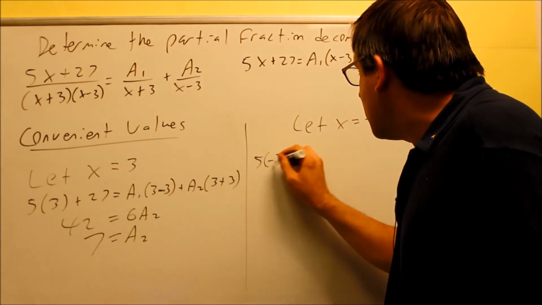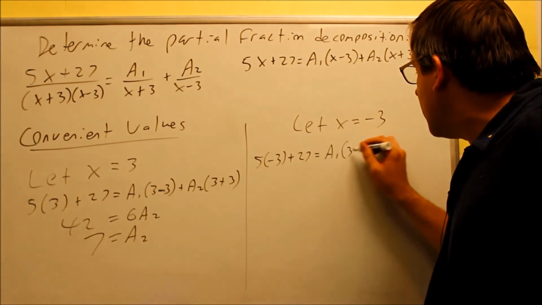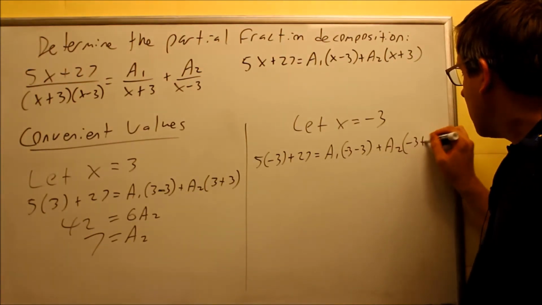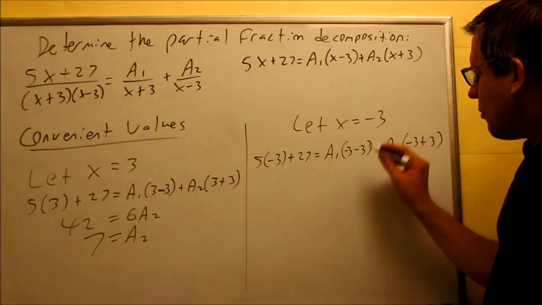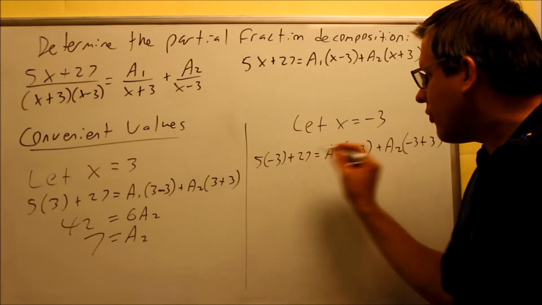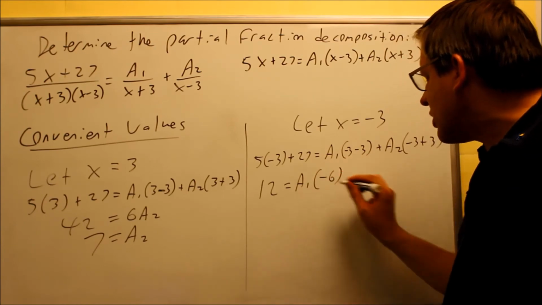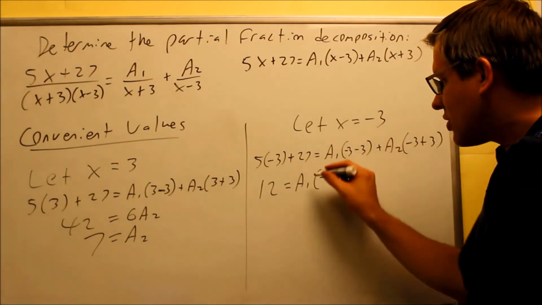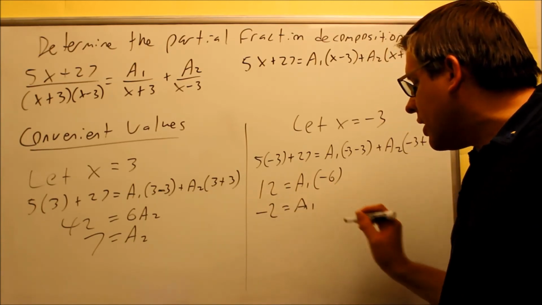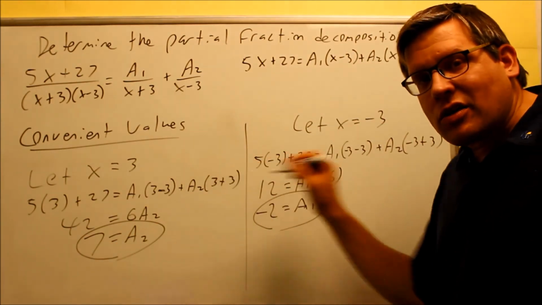So I have 5 times negative 3 plus 27 is going to equal a1 times (negative 3 minus 3), and then I have a2 times (negative 3 plus 3). This part is going to cancel out and give me a 0. On this side, negative 15 plus 27 is 12, which equals a1 times negative 6 for this part. Then just divide both sides by negative 6, and you get negative 2 for a1. So now my a1 and a2 values are exactly the same as before.